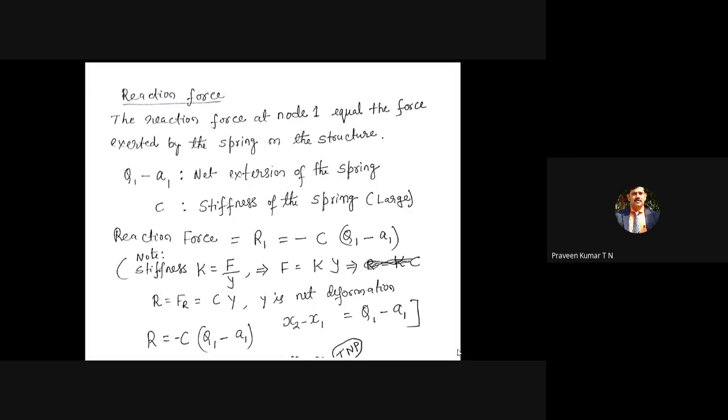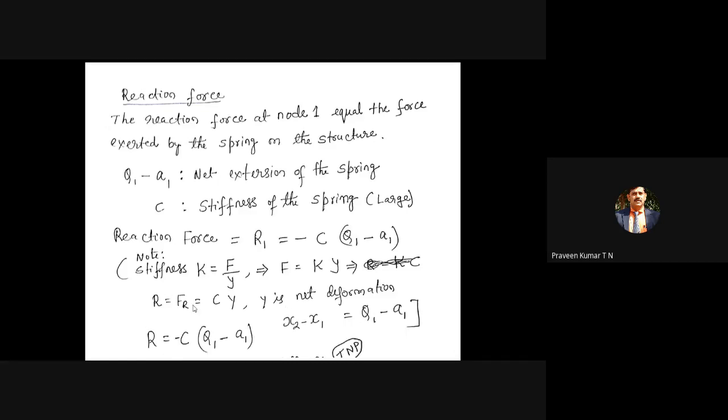I'm not going into details. As per the penalty approach, especially in heat transfer, I'm summarizing it with one or two examples. First, you have to find the reaction forces. The reaction force formula is C into Q1 minus A1. Normally Q1 you find from the KQ equals F equation. A1 is the non-zero boundary condition, like a known temperature. That is the last formula you have to remember.